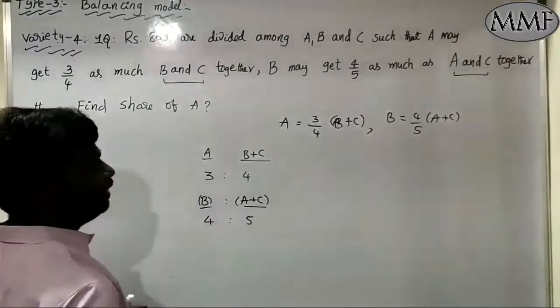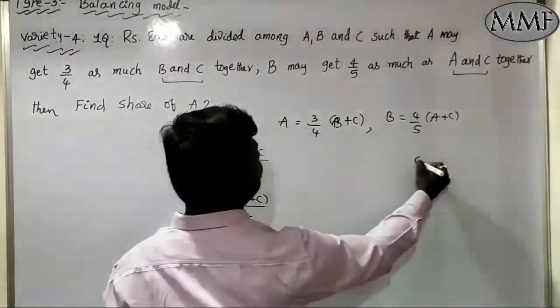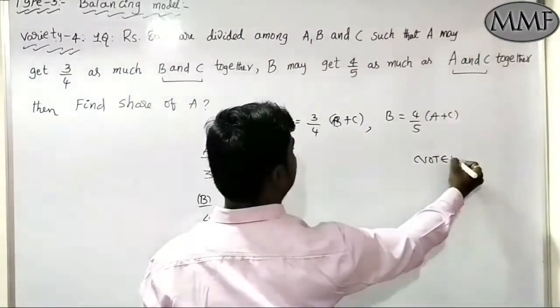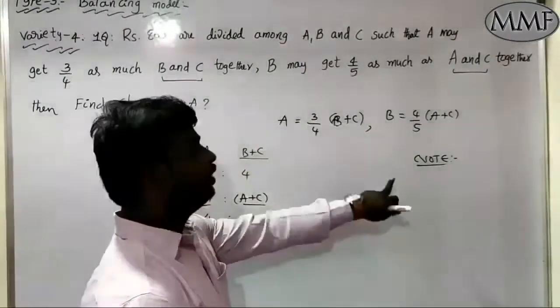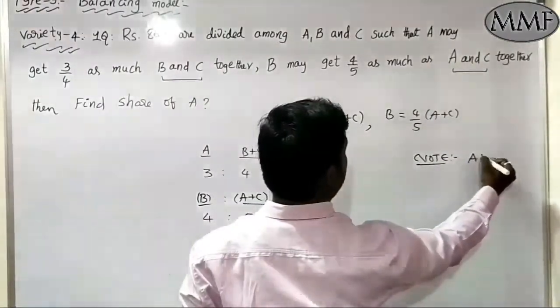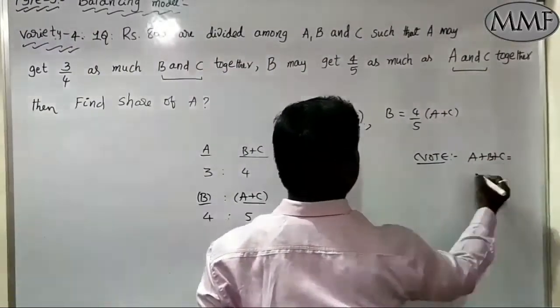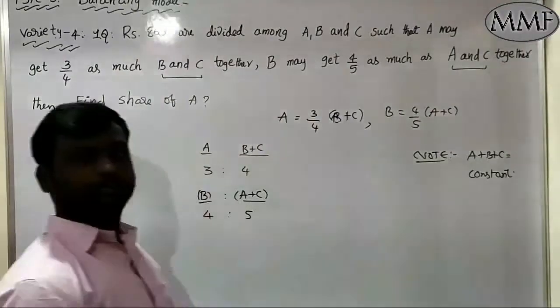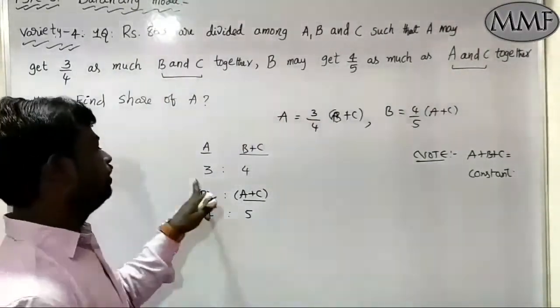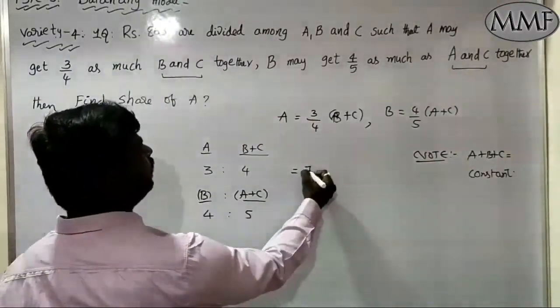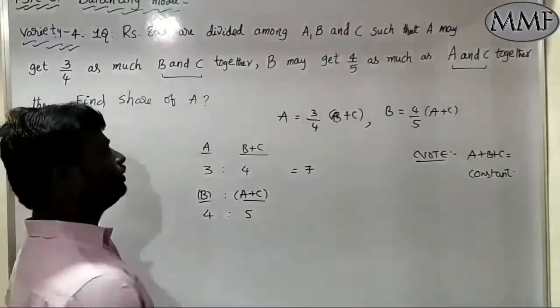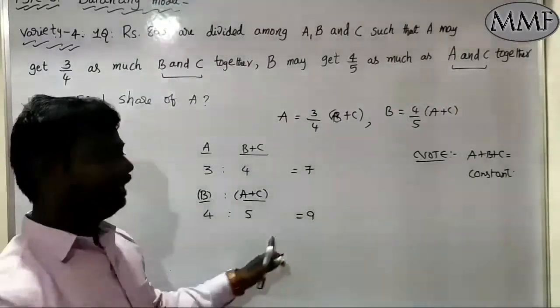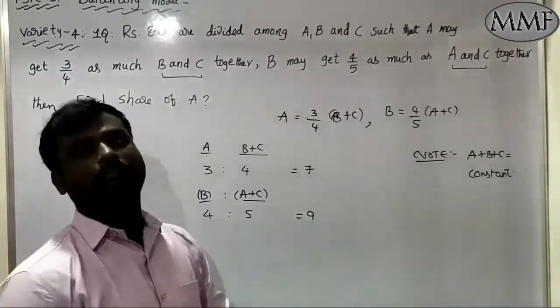The only one thing notable, remember forever: in all the cases, if you want to get A plus B plus C, it must be constant. Now what is 4 plus 3? It is 7. What is 4 plus 5? It is 9. Is it the same? No. Then what will we do?